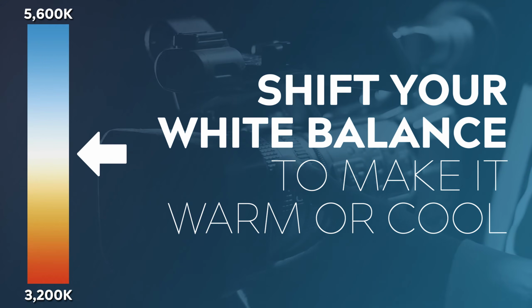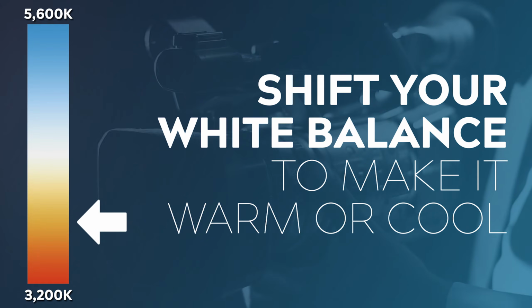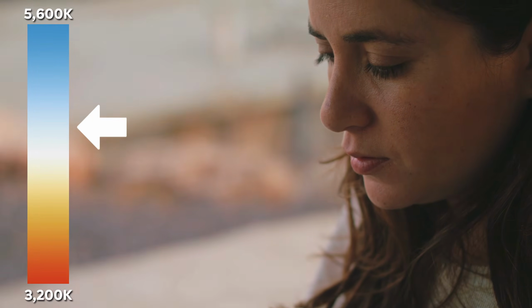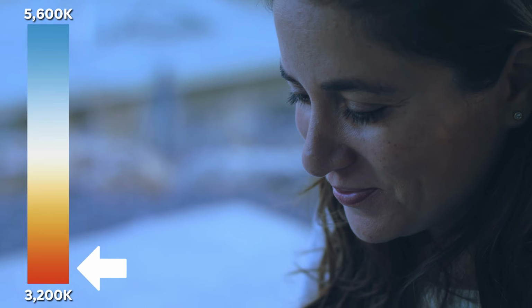You can create this overall shift in color temperature by shifting your white balance either higher or lower down the Kelvin scale. If you want a warmer look, simply move your white balance to a higher value. If you want a cooler look, move your white balance to a lower value. Just remember that this overall color temperature shift will impact your entire image.